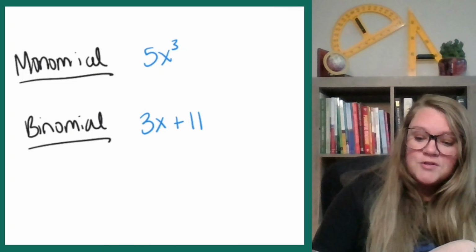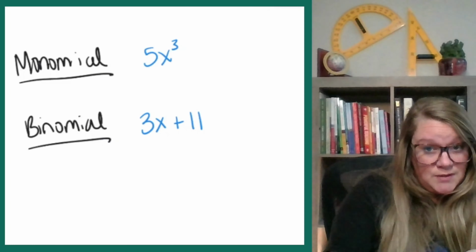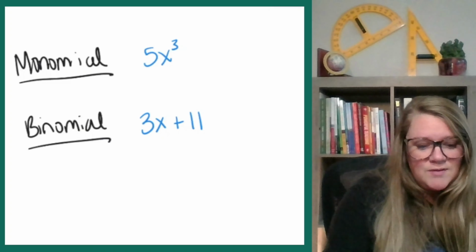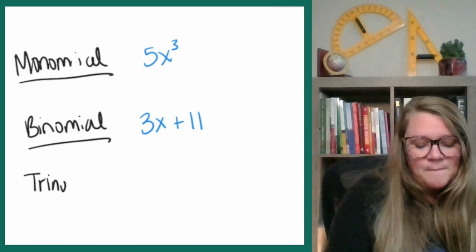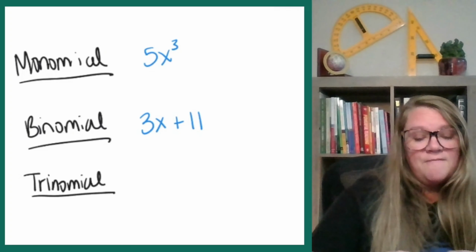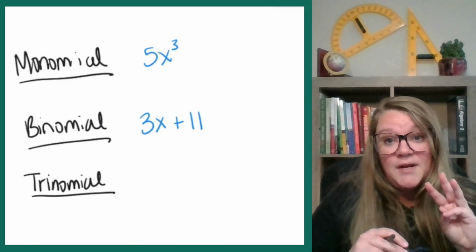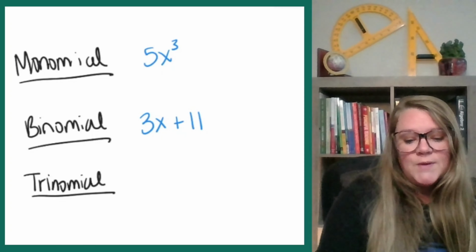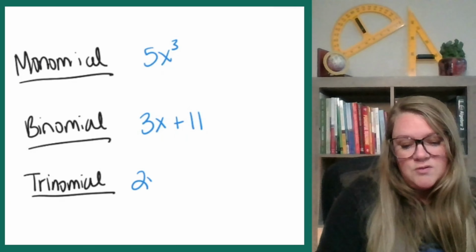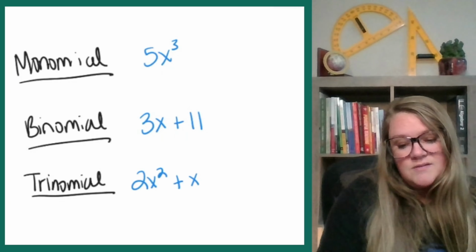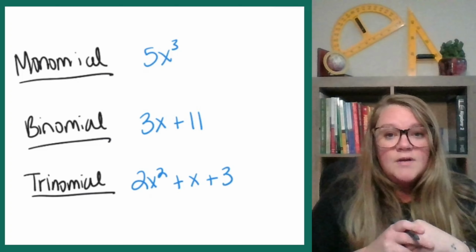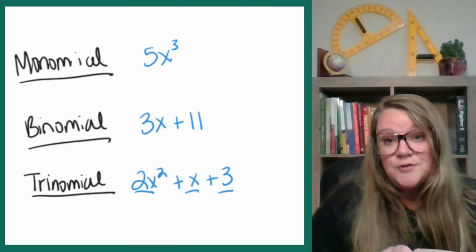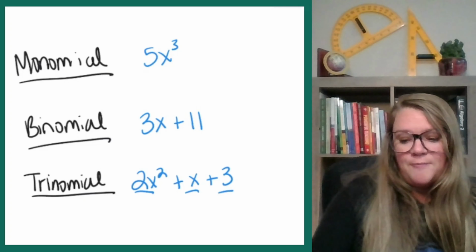Okay? And the third type that we're going to talk about is, if you can guess this one, like a bicycle, it's called a tricycle that has three wheels, trinomial. That prefix tri means three. I'm going to have three terms in this. So this is the same. It's a type of polynomial, but this one has three terms. An example would be 2x squared plus x plus 3. It has three terms, 1, 2, 3. That makes this a trinomial. All of these are types of polynomials.